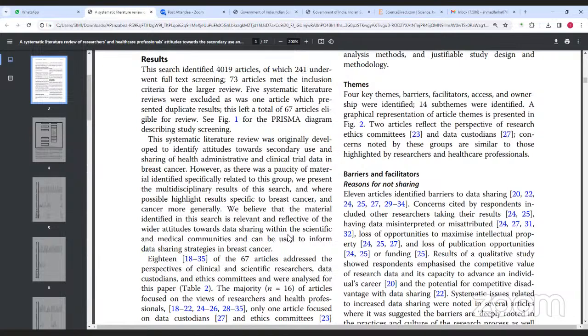Next is themes. 4 key themes, barriers, facilitators, access, and ownership, were identified. 14 sub-themes were identified. A graphical representation of article themes is presented in figure 2. Two articles reflect the perspective of Research Ethics Committees and data custodians. Concerns noted by these groups are similar to those highlighted by researchers and healthcare professionals.